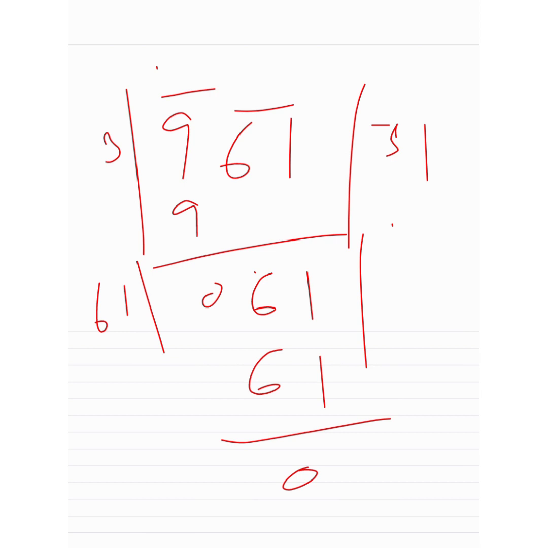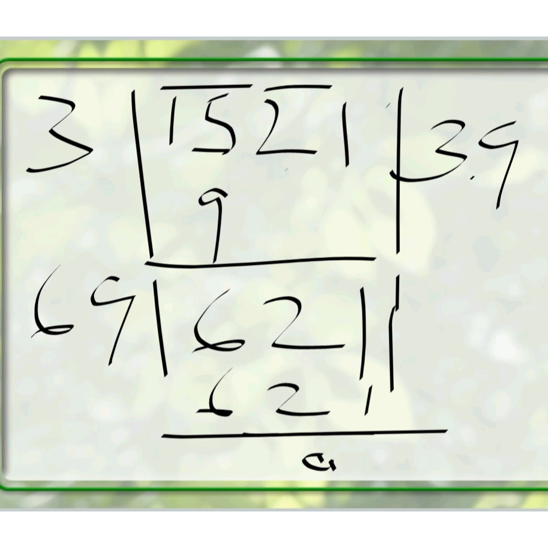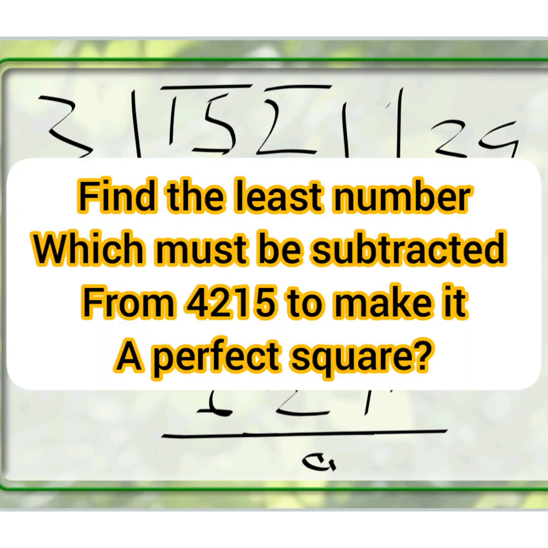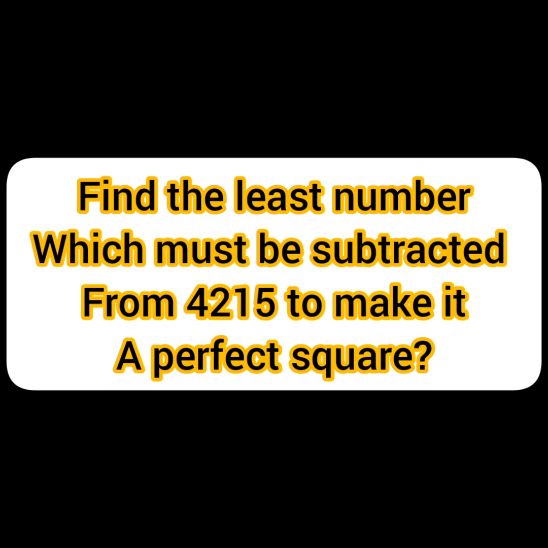So what is the square root of 961? 31. We can also find out the square root of 1521 by splitting it into two parts, 21 and 15. So what is the square root of 1521? 39 using the division method.